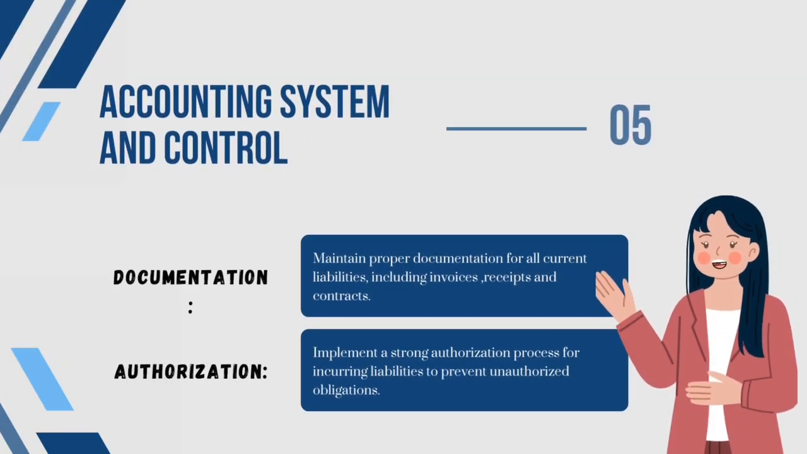Today we're going to speak about accounting system and control. There are 4 accounting system and control. The first is documentation. The second is authorization. The third is reconciliation, and the last is monitoring.